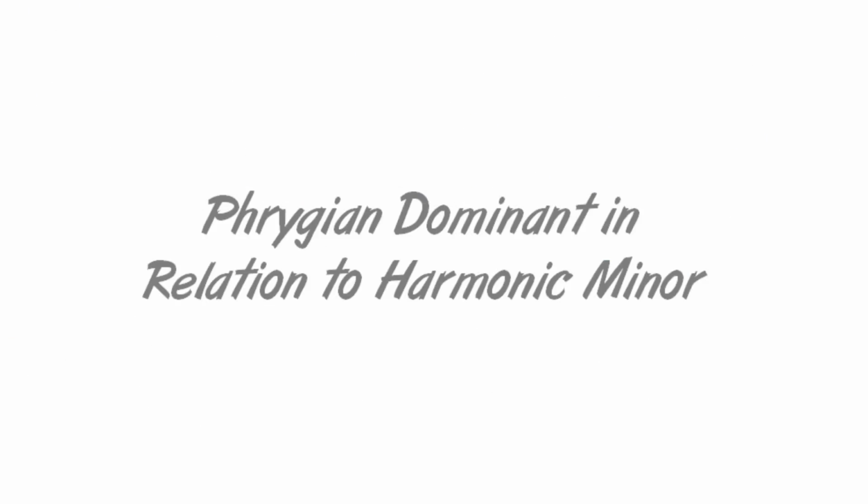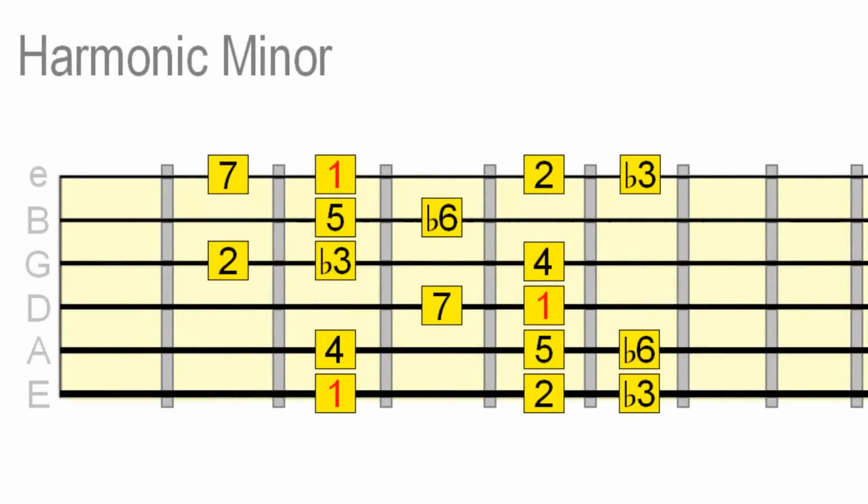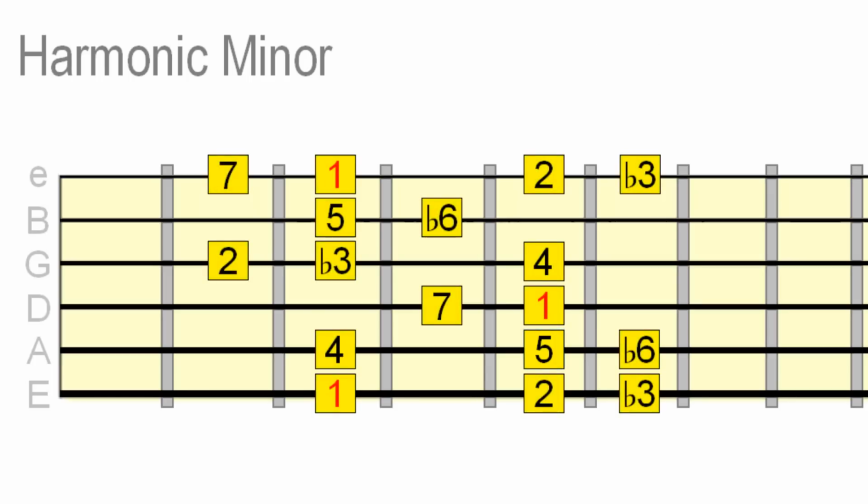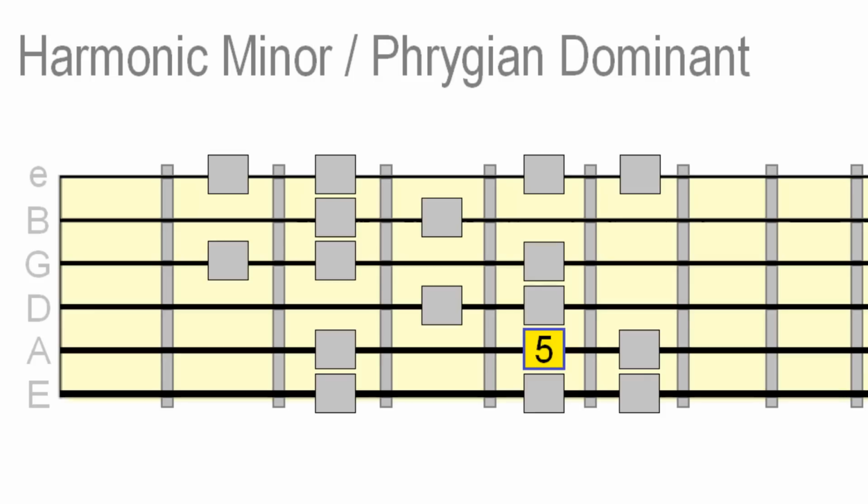Phrygian Dominant is the 5th mode of the harmonic minor scale. This means it begins on the 5th degree of the harmonic minor scale. So if we visualize the harmonic minor scale on the fretboard using this condensed pattern, its 5th degree would become the root of its 5th mode, Phrygian Dominant. Play from that 5th note of harmonic minor without any accompaniment and you'll hear the Phrygian Dominant scale.